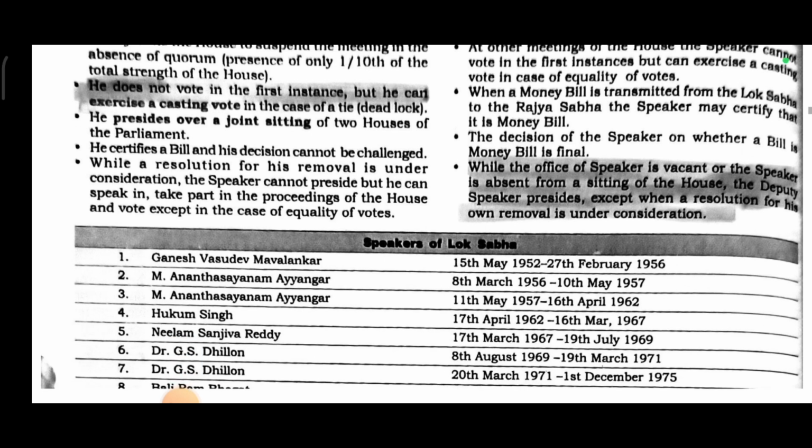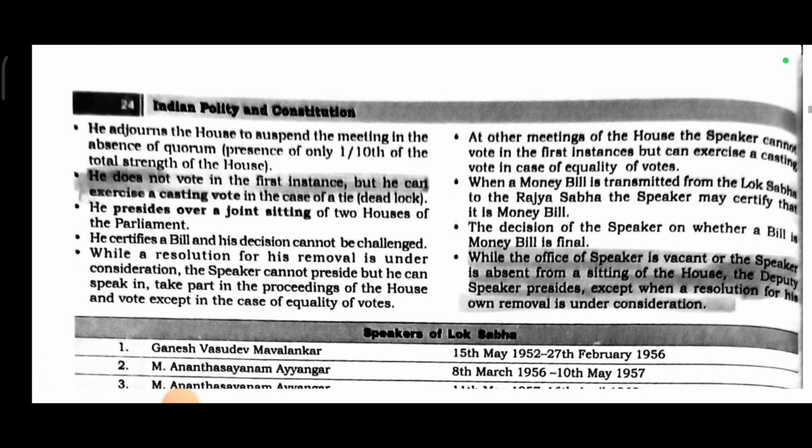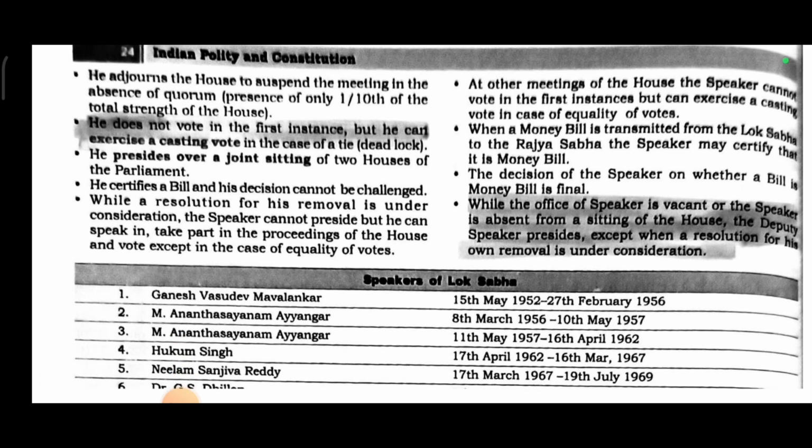While a resolution for his removal is under consideration, the Speaker cannot preside, but he can speak and take part in the proceedings of the House and vote, except in the case of equality of votes. At other meetings of the House, the Speaker cannot vote in the first instance but can exercise a casting vote in case of equality of votes. When a money bill is transmitted from Lok Sabha to the Rajya Sabha, the Speaker may certify that it is a money bill. The decision of the Speaker on whether a bill is a money bill is final.